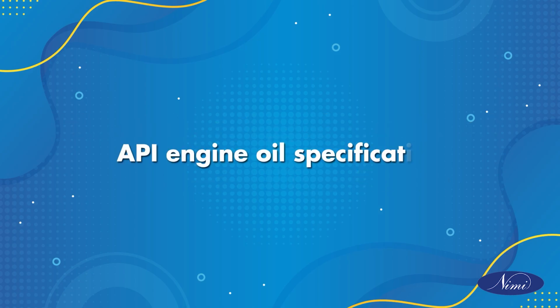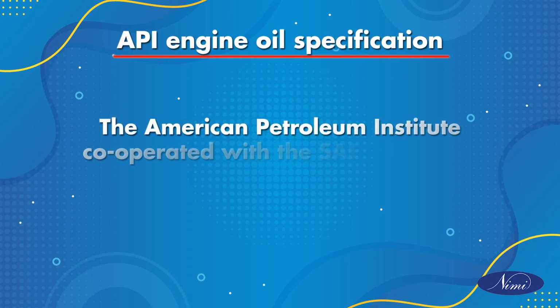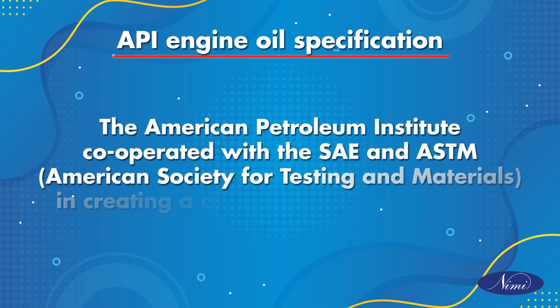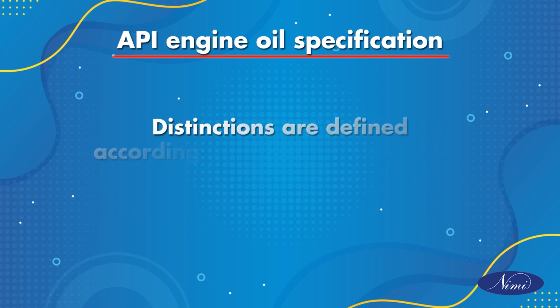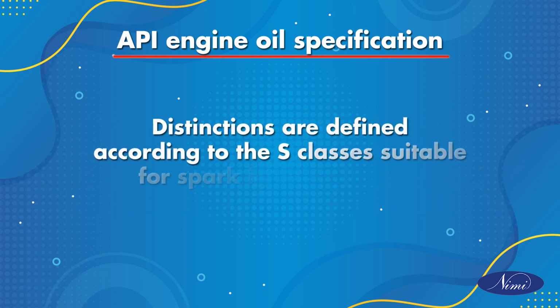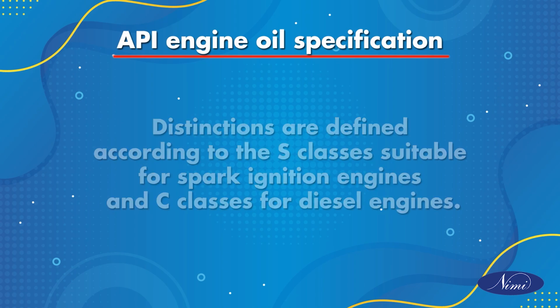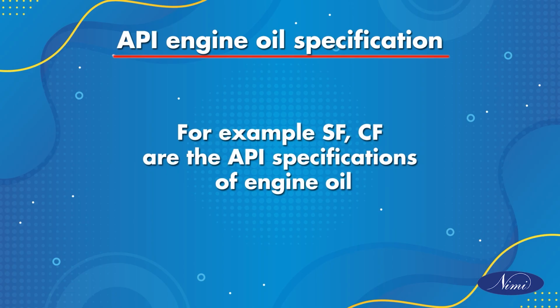API engine oil specification. The American Petroleum Institute cooperated with the SAE and ASTM, American Society for Testing and Materials, in creating a classification for engine oils. Distinctions are defined according to the S classes suitable for spark ignition engines and C classes for diesel engines. For example, SF, CF are the API specifications of engine oil.